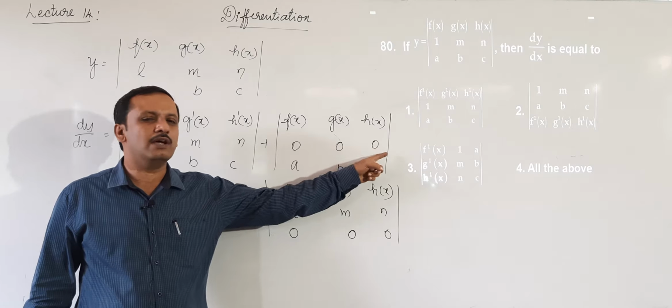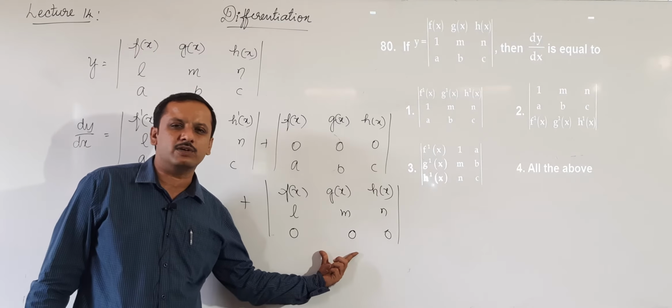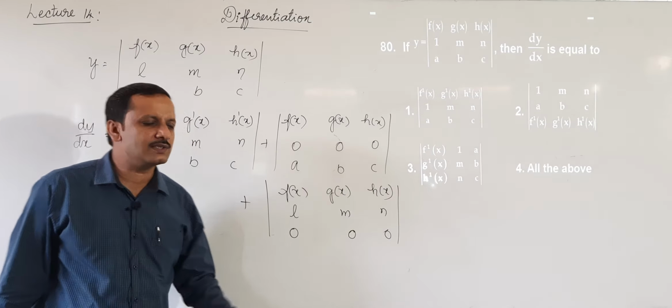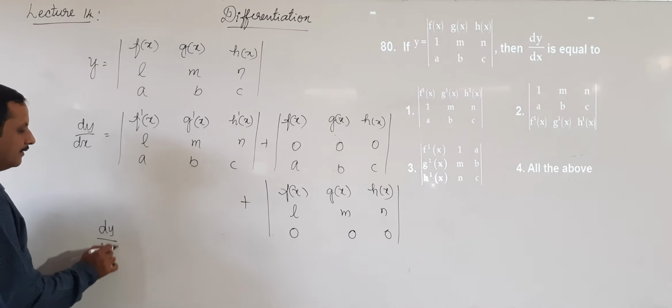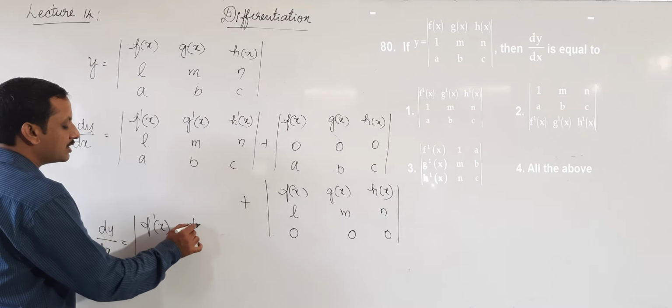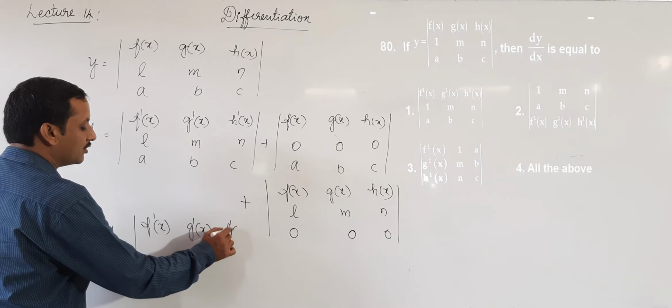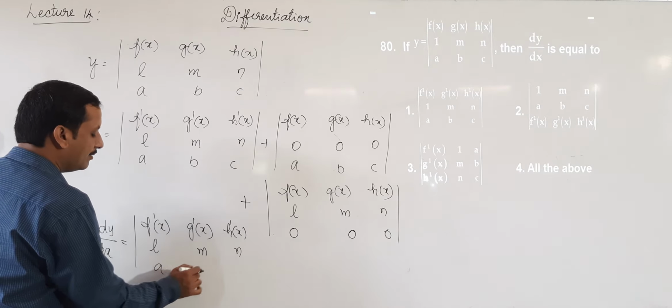Now, look at the second determinant. Here every element of the second row is 0. So, the value of that determinant is 0. Similarly, here the third row is 0. So, the value of this determinant is also 0. Therefore, what is dy by dx? That is equal to the determinant of f dash of x, g dash of x, h dash of x, L, M, N, A, B, C.